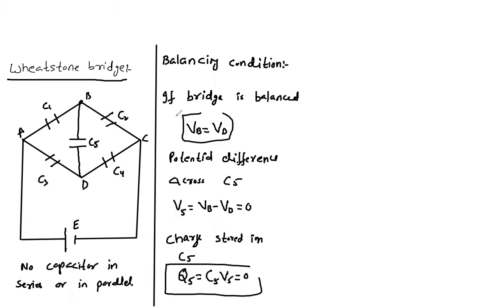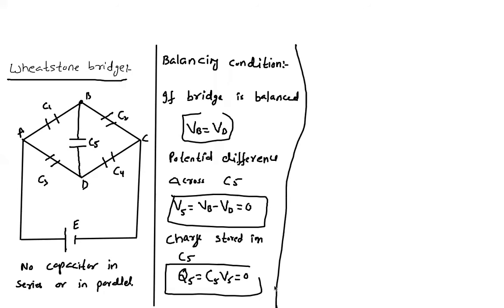So balanced bridge means potentials at B and D are equal. That means the potential difference across this capacitor C5 is 0, which means no charge is stored in C5, Q5 is 0. So this is what we mean by the balancing condition.